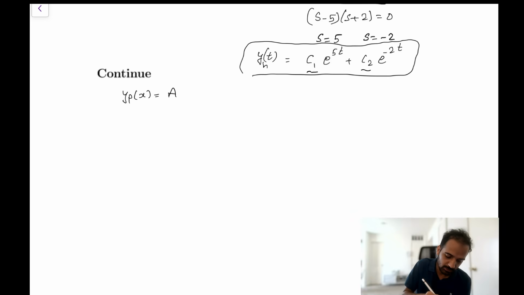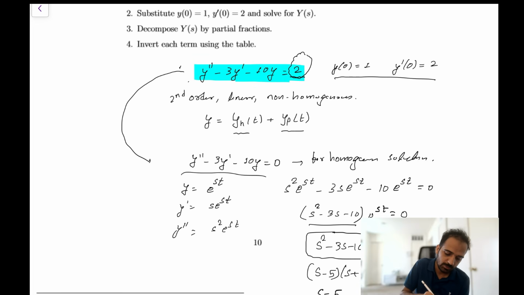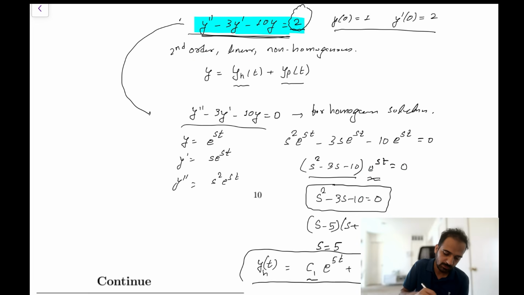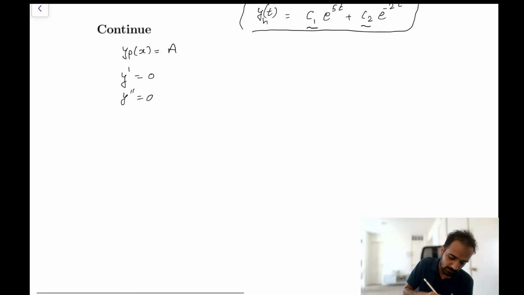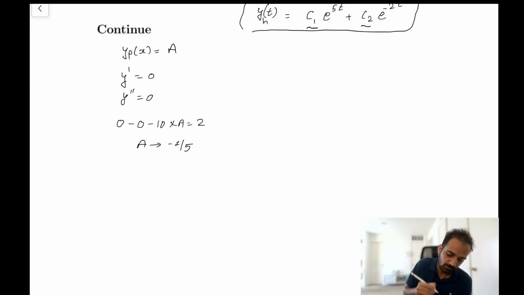If the particular solution is a constant a, then y prime is 0 and y double prime is 0. Putting everything in the equation, you get 0 minus 0 minus 10 times a is equal to 2. That ends up with a equals minus 1 by 5.